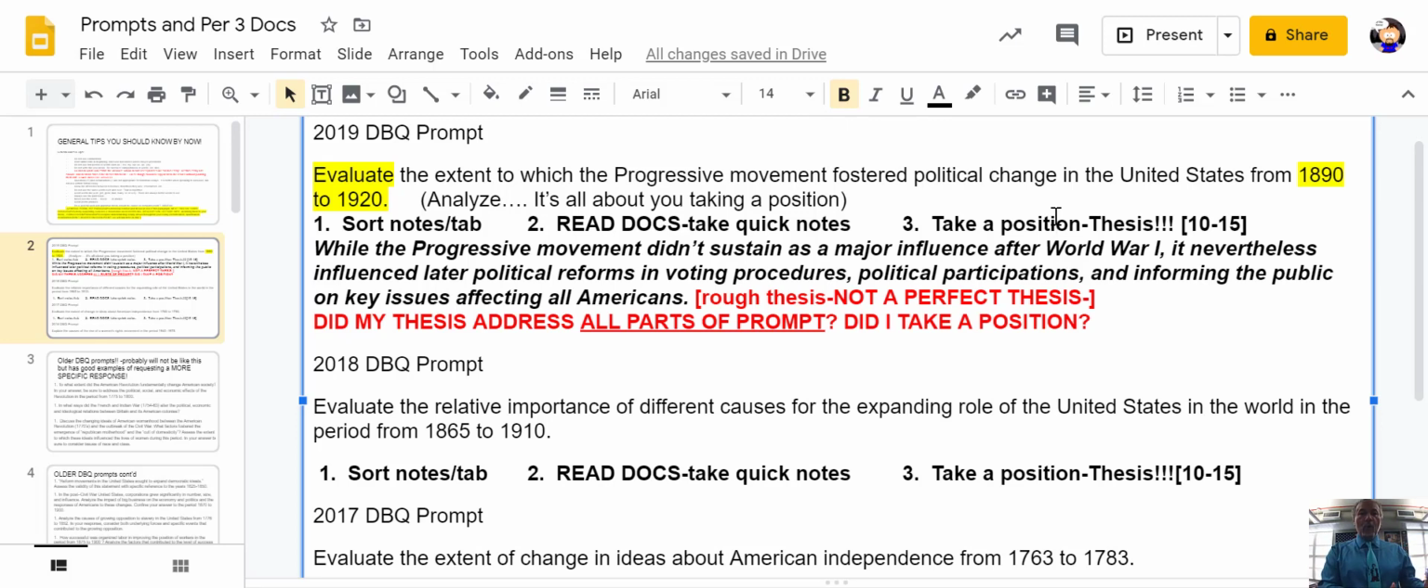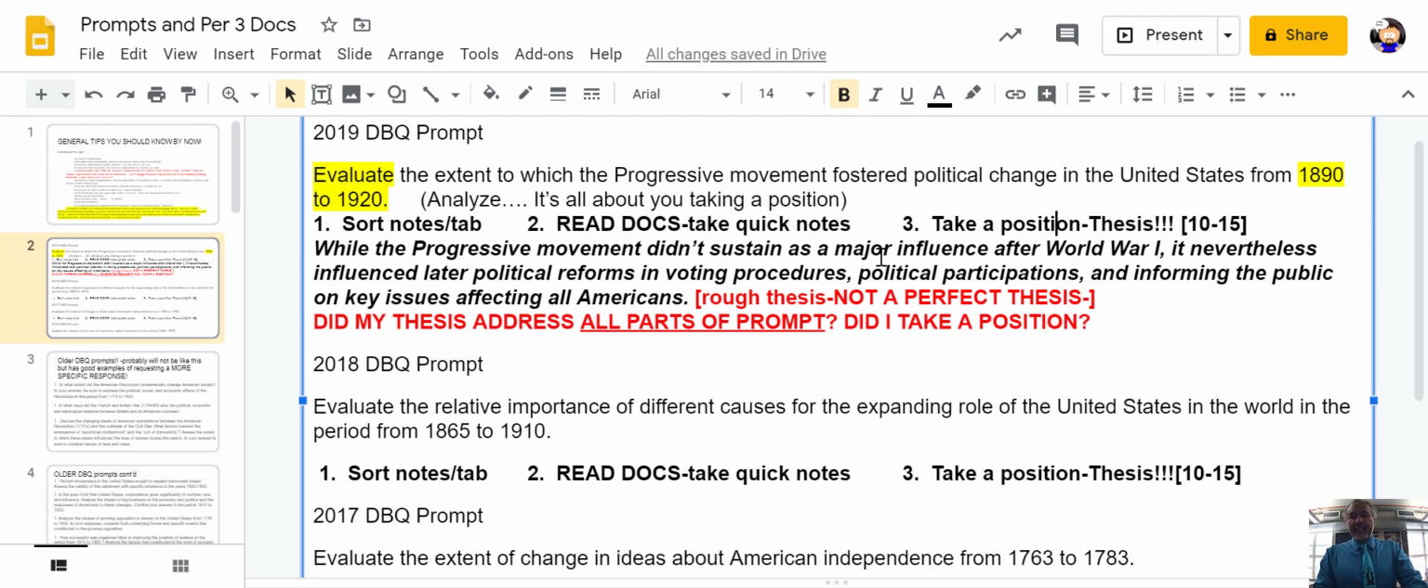So you know what happened for the most part: the events, people, vocabulary, terms and IDs of that time. So you sort those notes out. That's what you do for number 1. Tab into your progressive notes. Then you go read the docs, you take quick notes. We do the sourcing, what's important, outside information. Then you take a position with your thesis. This should all take about 10 to 15 minutes.